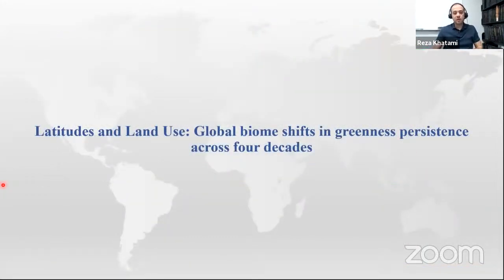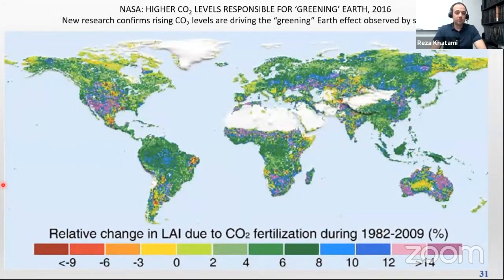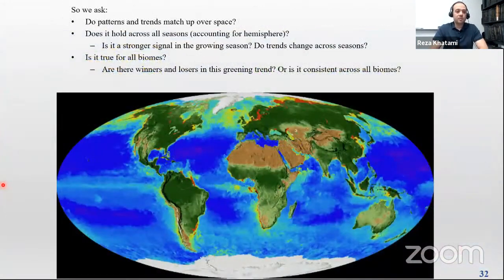So in the next project, we are investigating the global vegetation persistent change across 4 decades. There have been many publications investigating vegetation change and vegetation trends at global scales. And some of these publications showed that there has been some greening trends, especially in the Northern Hemisphere over the last few decades. So we asked if these patterns and trends match up over space, and do they hold true across all seasons, or are there changes between different seasons. We also wanted to know if these trends hold for all biomes, or if there are winners and losers in these greening trends.